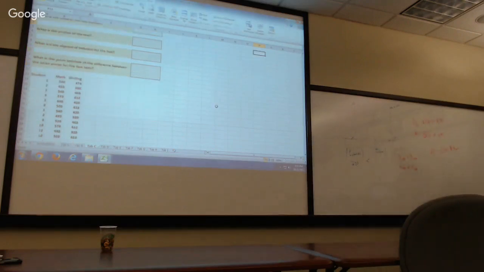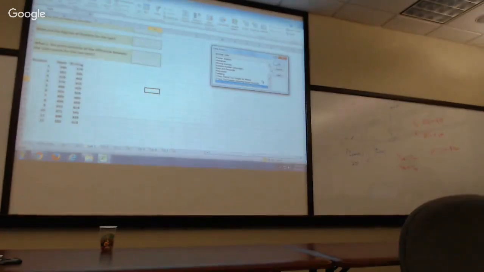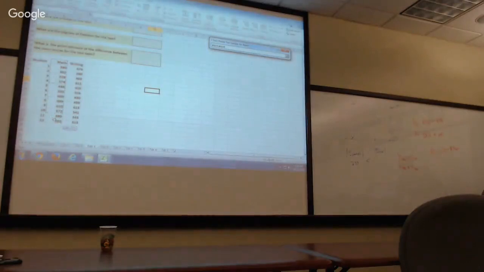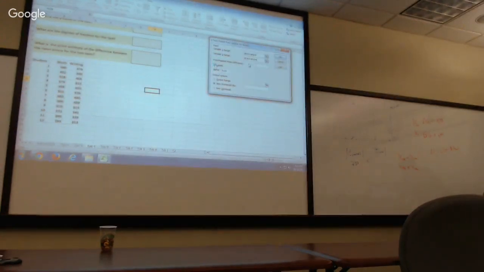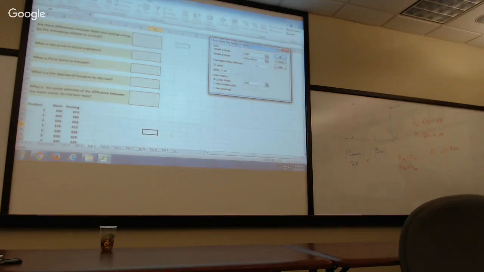So each student took both tests, so each student gives a data point. So we're right, that is a paired test. So we can go to t-test, t-test paired two samples for means. Range 1 is math. Range 2 is writing. Labels, our hypothesized mean difference is 0. We're going to put output, we'll populate it right here.